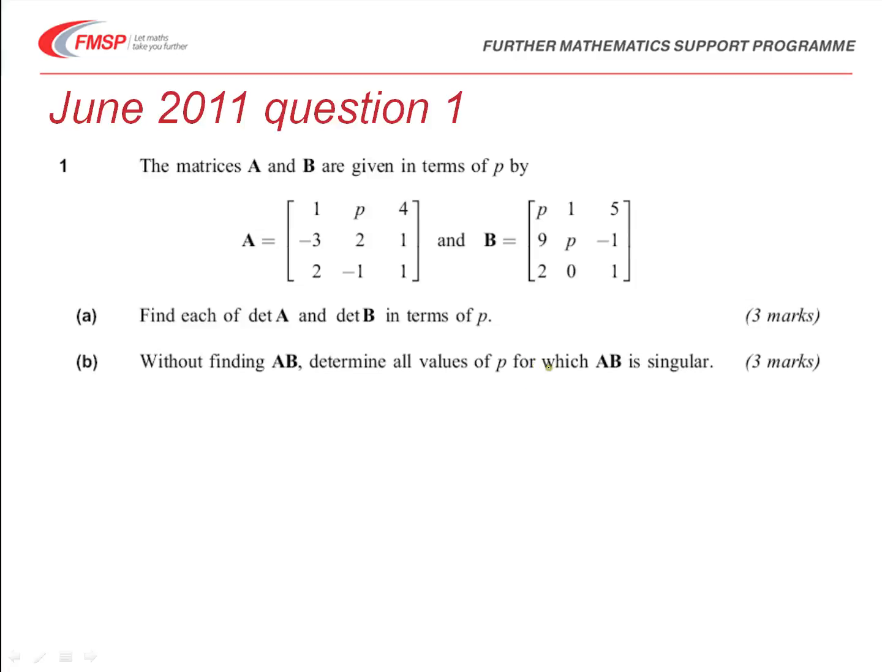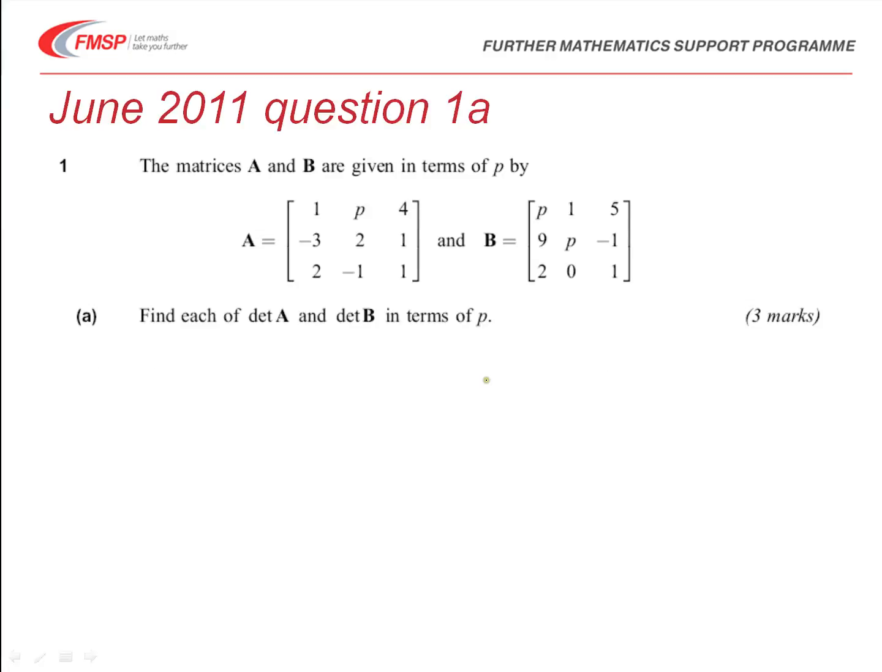And then in the second part, without finding AB, we have to find the values of p for which AB is singular. You remember, AB is singular if and only if its determinant is equal to 0. So we need to know how to find the determinant of AB without actually finding AB. Well, let's get on with the first part of this question. In the first part, we need to find the determinant of A.